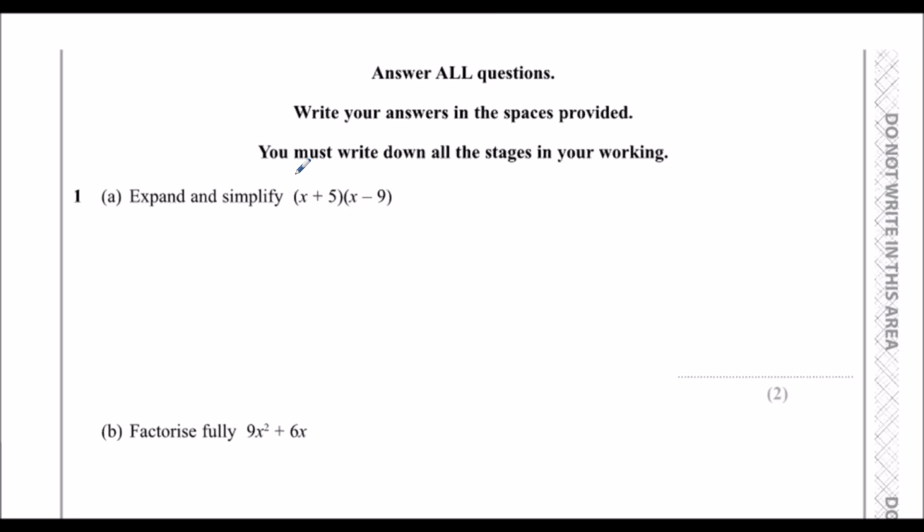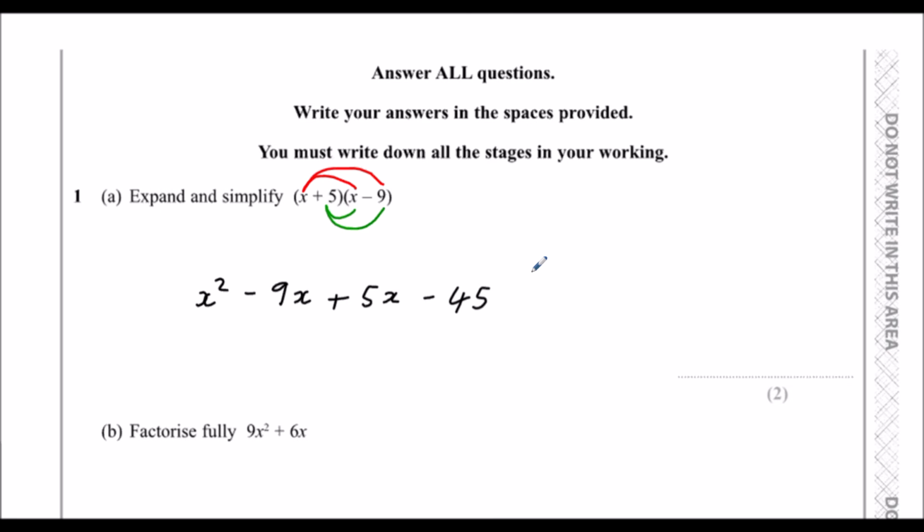So we're multiplying the first term in the first bracket by both of the terms in the second bracket, and the second term in the first bracket by both the terms in the second bracket. So x times x will give us an x squared. X times negative 9 gives us a minus 9x. 5 times x is 5x. And 5 times negative 9 is negative 45.